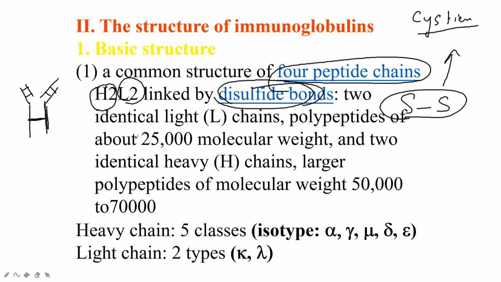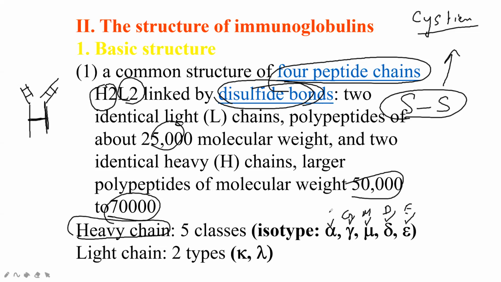The light polypeptide chain is 25,000 molecular weight. The two identical heavy chains are 50,000 molecular weight each, so the heavy chain is larger and this is the light chain. Understand? The heavy chain has five isotypes. I already explained that our antibody classification depends upon the heavy chain: heavy chain alpha, gamma, mu, delta, epsilon. Epsilon for E, delta for D, mu for M, gamma for G, alpha for A.